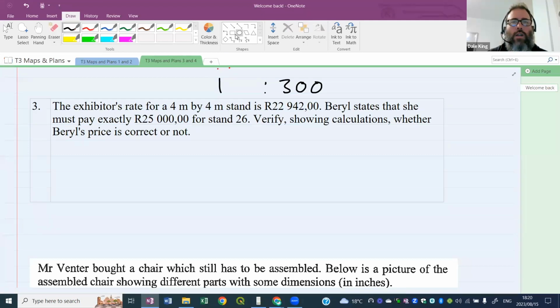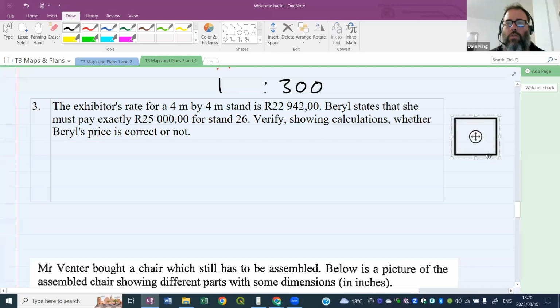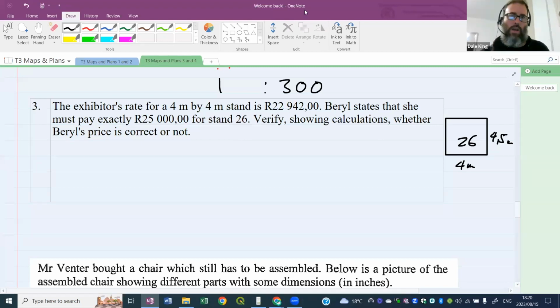Well, let me just draw a little diagram to help you and bring stand 26 down to you. Okay, so here is stand 26. It is 4 meters by 4,5. There is stand 26. That one costs 25,000 Rand. A 4 by 4 meter costs 22,942. How do I check if this is right? Anybody out there? Matrix, come on now. What can we do to check this?